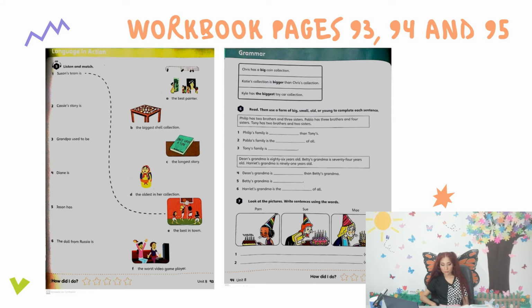6. Check out my doll collection. Ooh, I love this one. Where's it from? That doll is from Russia. It's the oldest doll I have.